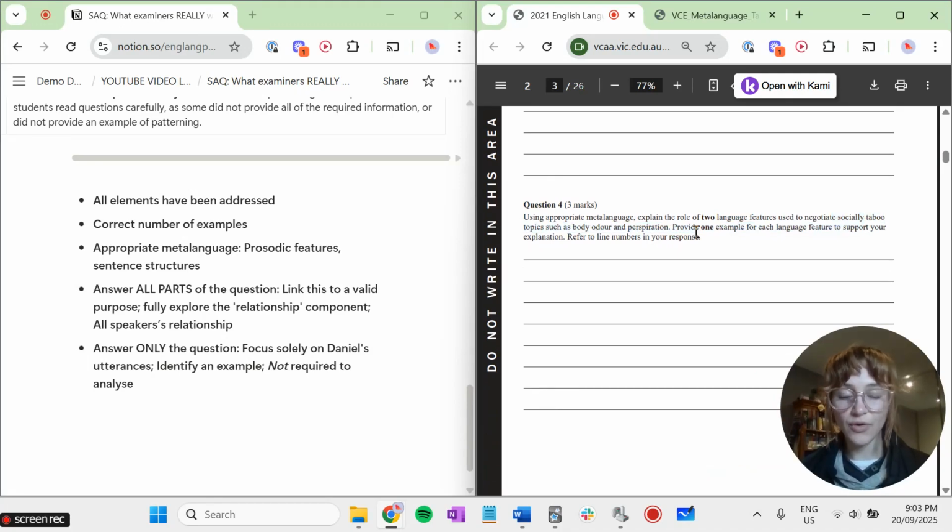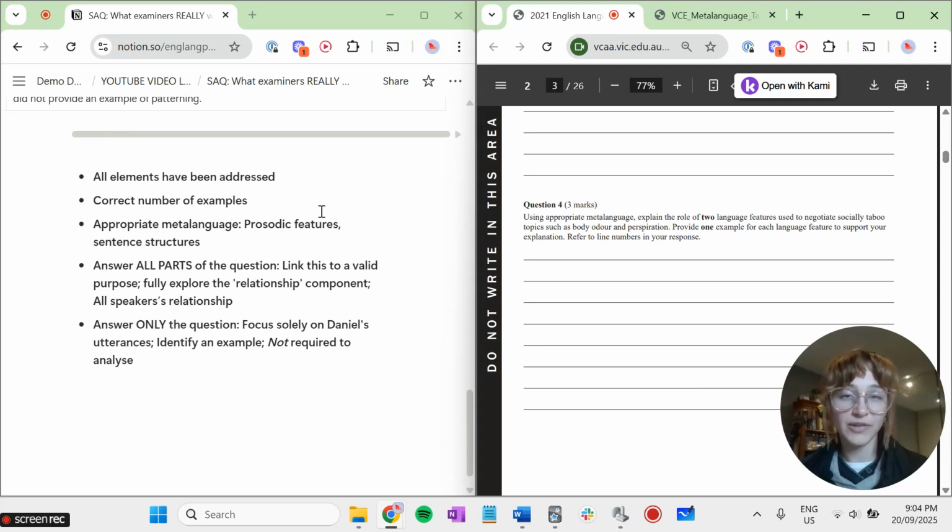So know your study design terms well and highlight them. Make sure the link between them is also super clear. A lot of the time they'll ask you about one feature and how that is supported by another feature. The link needs to be very clear. How does the register support this social purpose? Correct number of examples. If it's a plural, that means more than one. Super important. Appropriate metalanguage. So understand your prosodic features and sentence structures. These are super common that students get wrong.